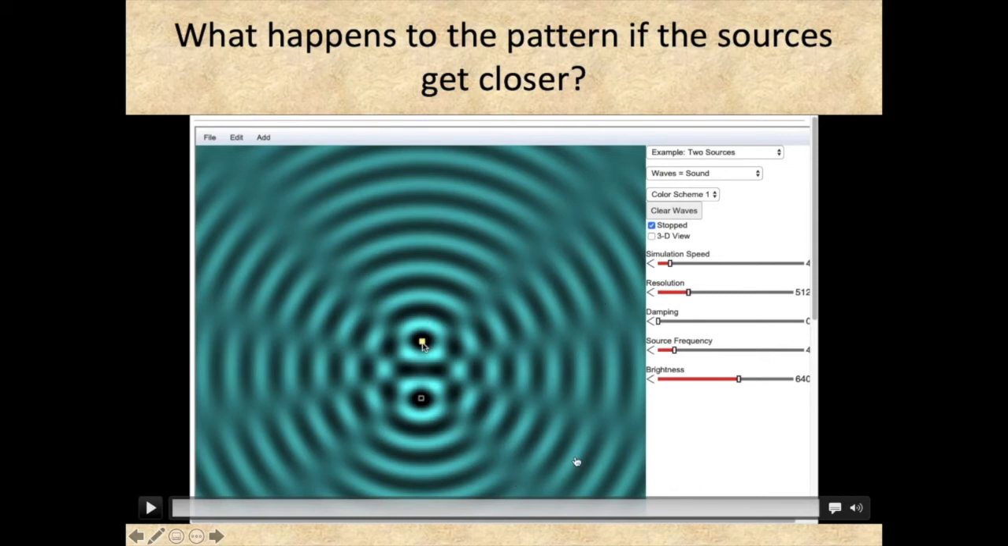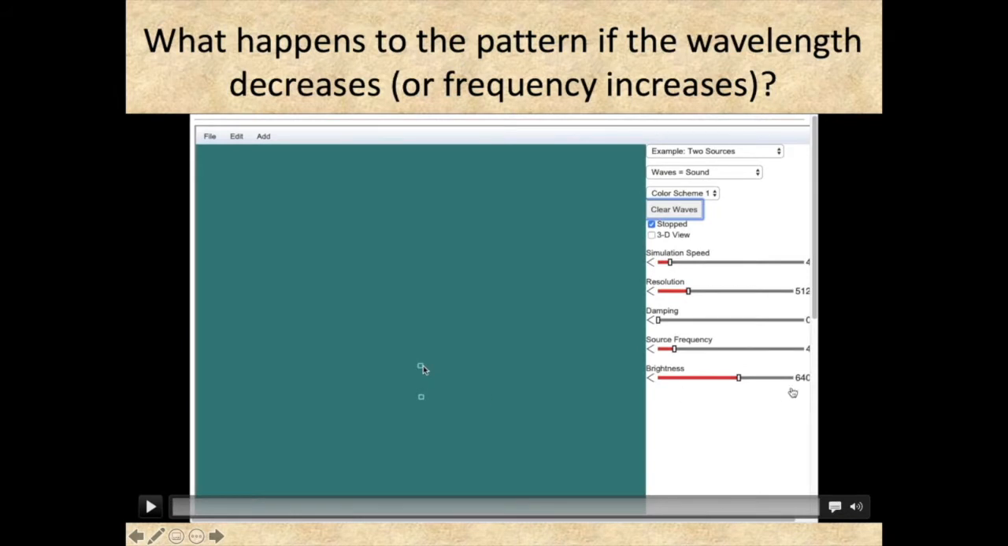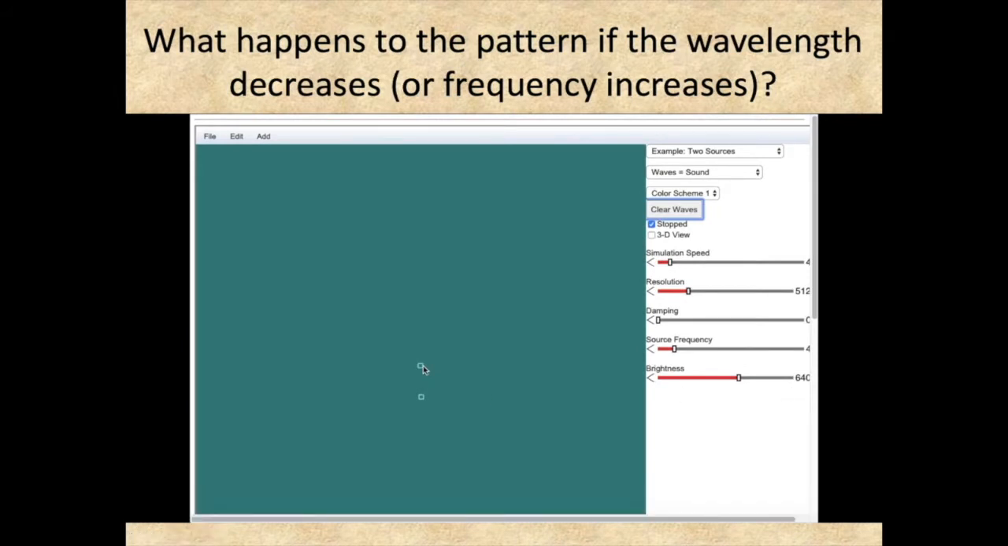They have moved away. What happens to the pattern if the wavelength decreases? This one is to show the effect of wavelength on the pattern.